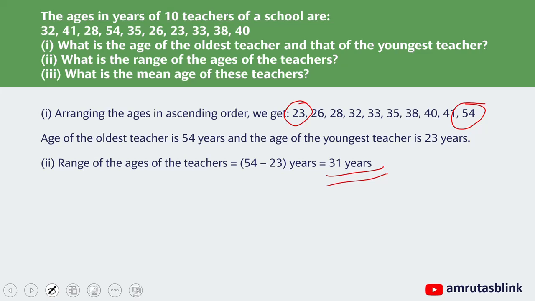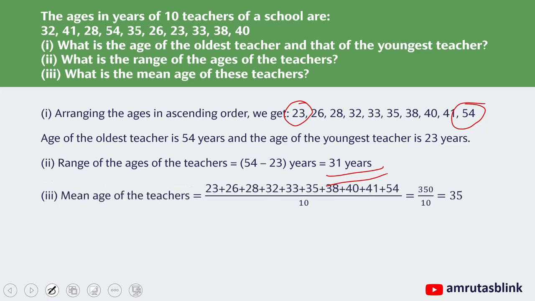And what is the mean age of these teachers? To calculate the mean, it is the summation of all the observations divided by the total number of observations. So the mean age of the teachers is 23 plus 26 plus 28 plus 32 plus 33 plus 35 plus 38 plus 40 plus 41 plus 54 whole divided by 10, because there are 10 observations. So 350 divided by 10, 0 cancels. So we have 35. Hence we can say that the mean age is equal to 35 years.